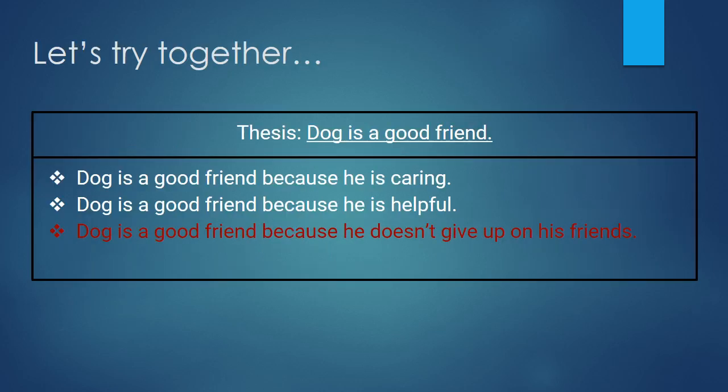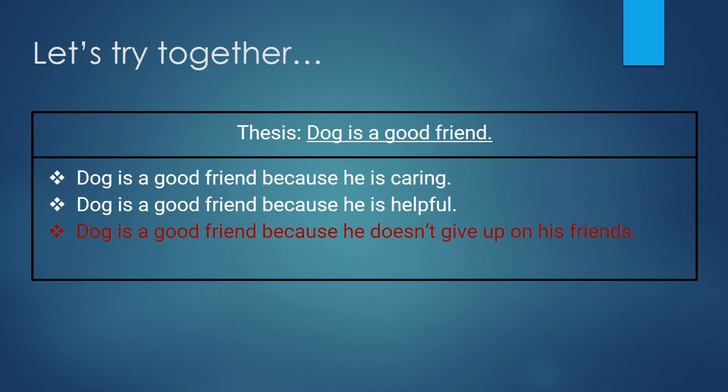So let's try together. You'll help me with my literary essay on the book Fox. Now it's important to reference your box and bullets. So here is mine. In my box at the top is my thesis, my big idea, the lesson that I feel the author is trying to teach readers. And that is, dog is a good friend. And here are my 3 reasons. The first one is that he is caring. The second is that he's helpful. And the third one is that dog doesn't give up on his friends.